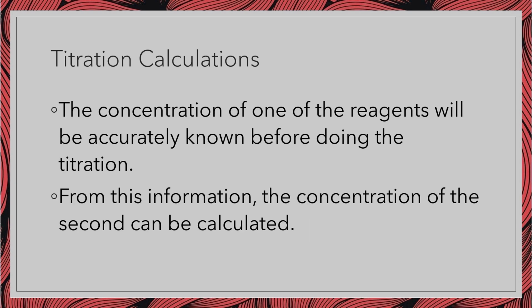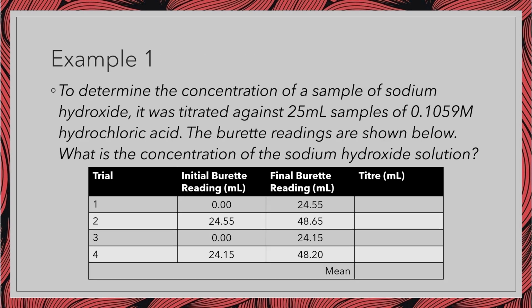Now, the concentration of one of the reagents will be accurately known before doing the titration, whether that's from a primary standard, secondary standard, or whatever. We will be able to get that information generally to 4 significant figures, if not more. Now, from this information, the concentration of the second can be calculated. How do we do it? So let's have a look at an example.